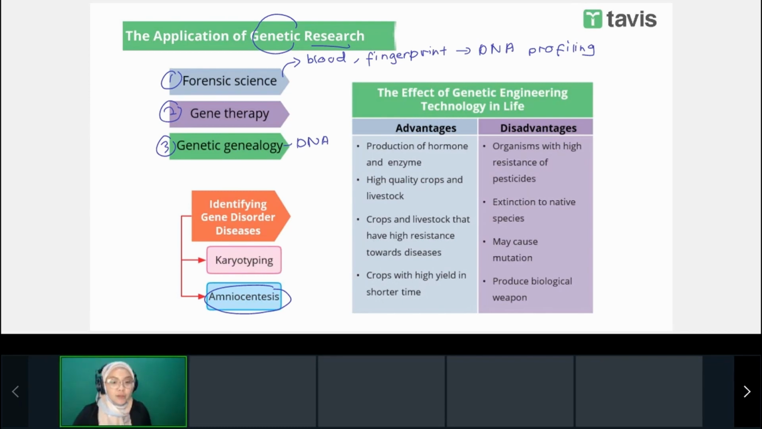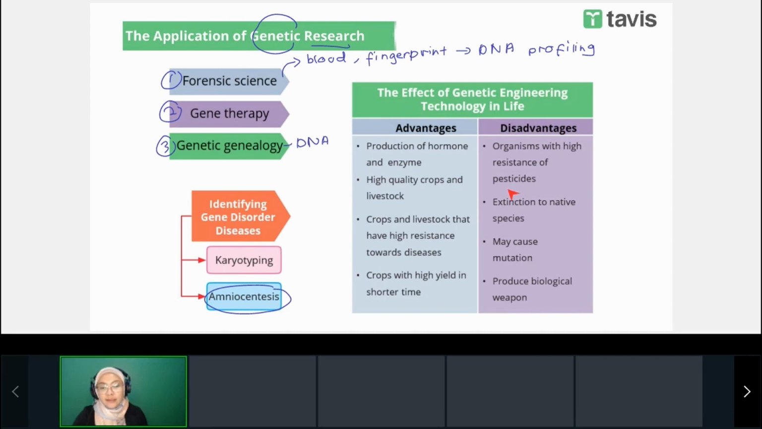Okay, so what is the effect of genetic engineering and technology in life? Every technology must have advantages and disadvantages. The advantage of genetic technology is the production of hormones and enzymes. For a person with diabetes who needs to use insulin, that means the diabetes is already chronic, so they need insulin because their body cannot produce it. The production of insulin is from genetic engineering. Okay, so we can also yield high quality crops and livestock.